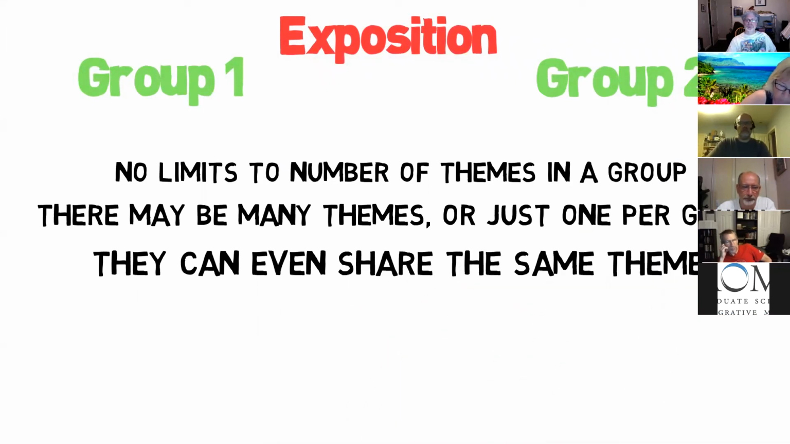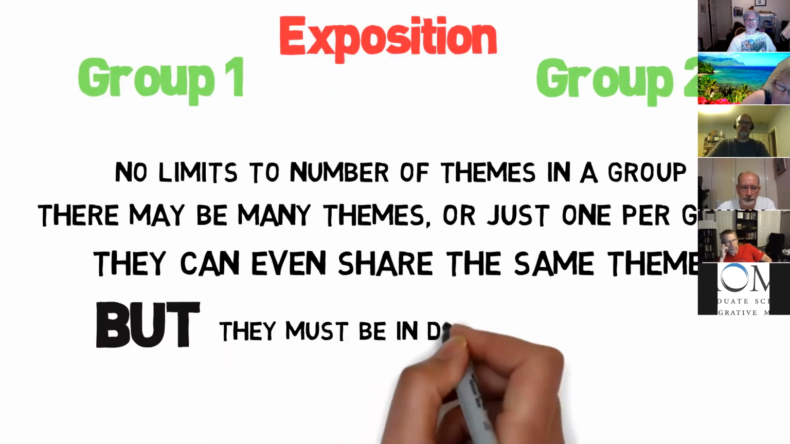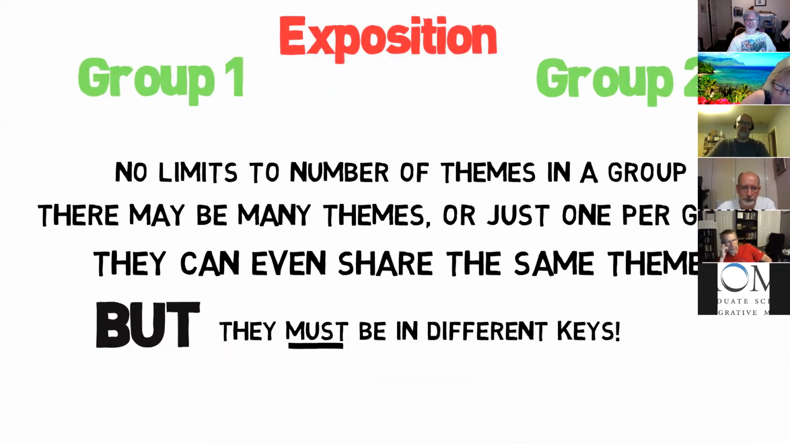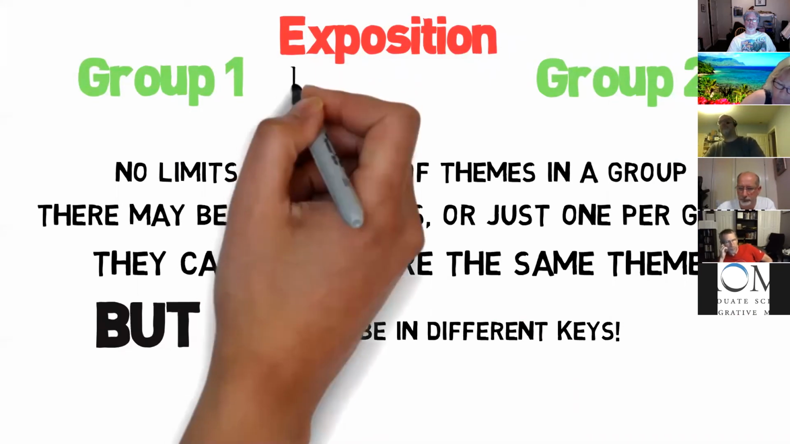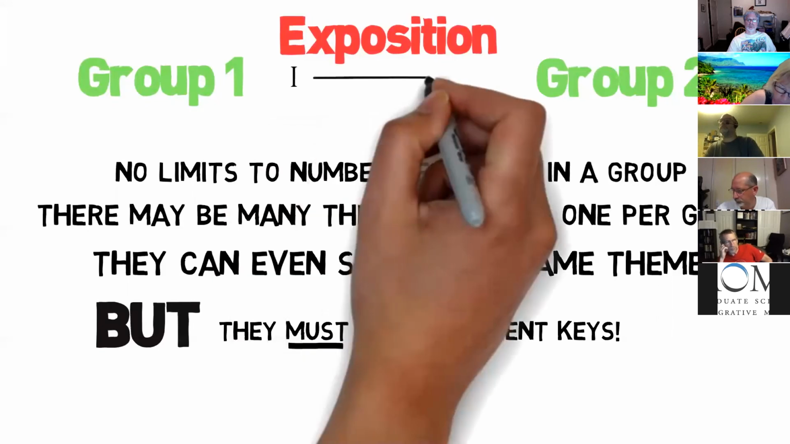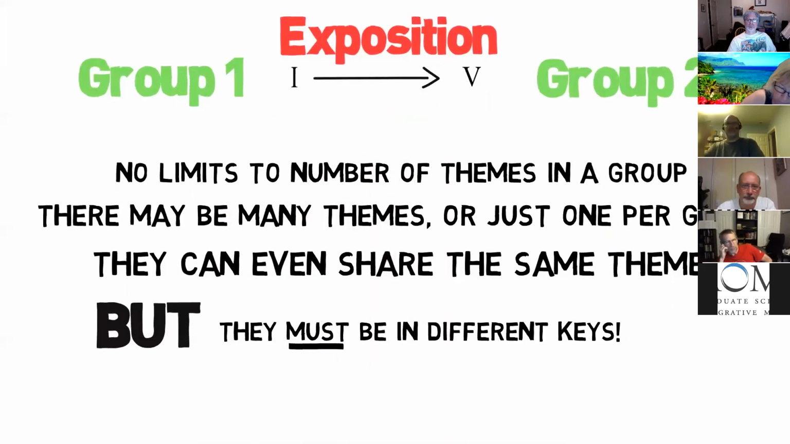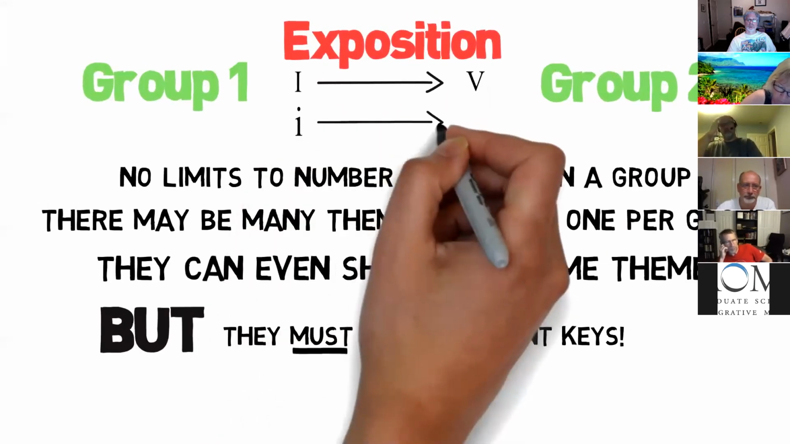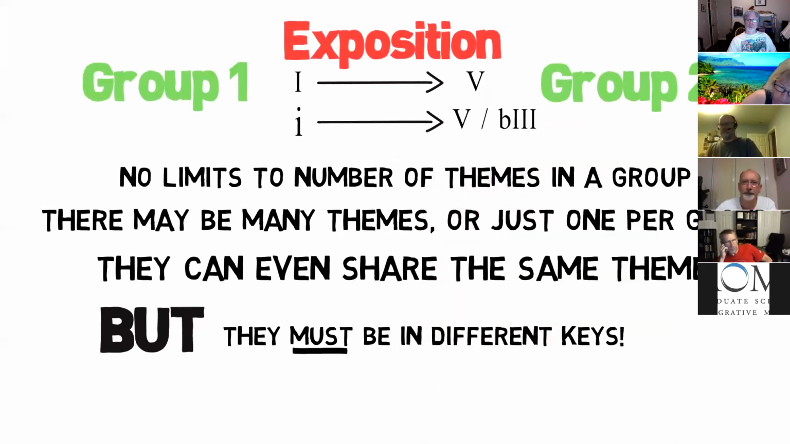Haydn often uses exactly the same theme in his first and second group, though that's in the very early stages of sonata form. But the thing that always divides them is their key. The first group will always be in the home tonic, while the second group will always be in a contrasting key. Typically, if the first group was in a major key, the second group will be in the dominant key. If the first group was minor, the second group will move to the dominant or the relative major, though things get a little more adventurous as we progress through history.